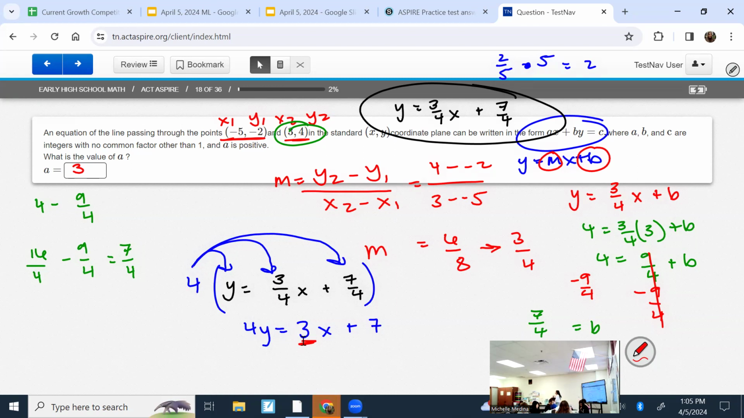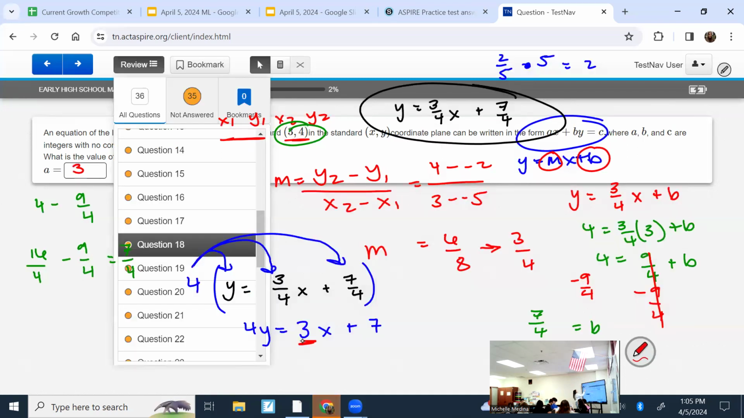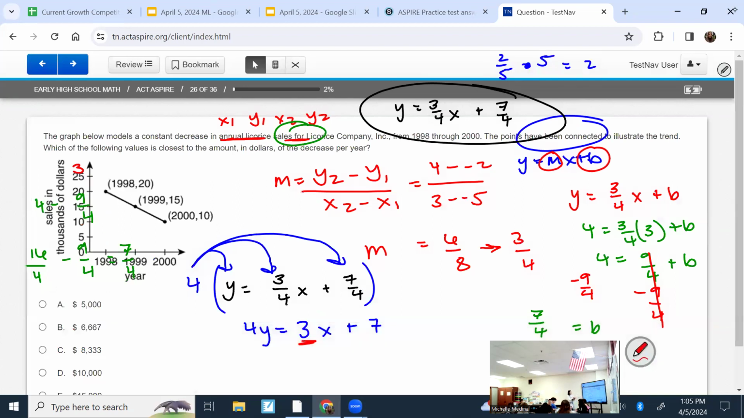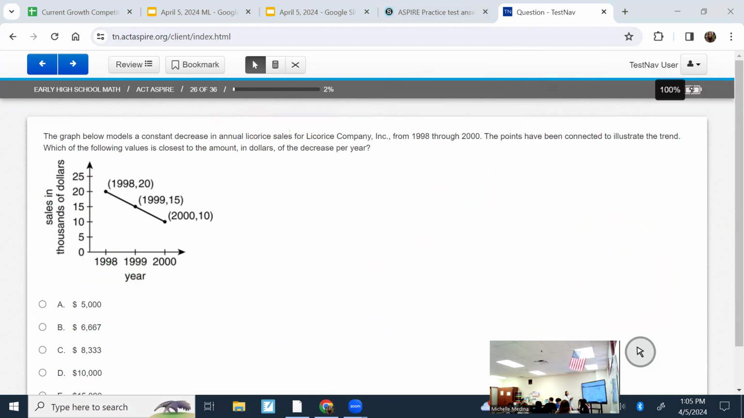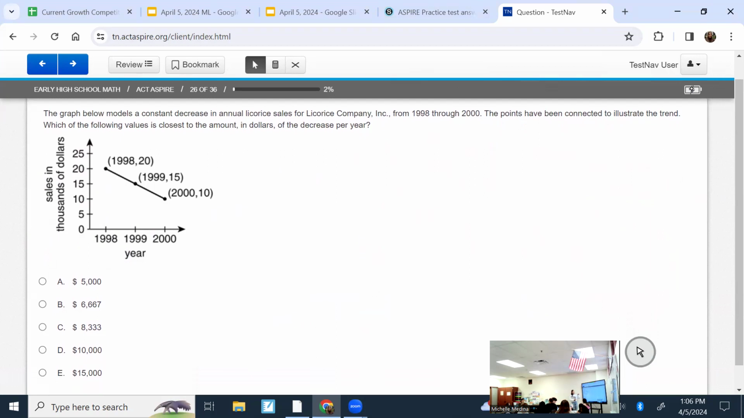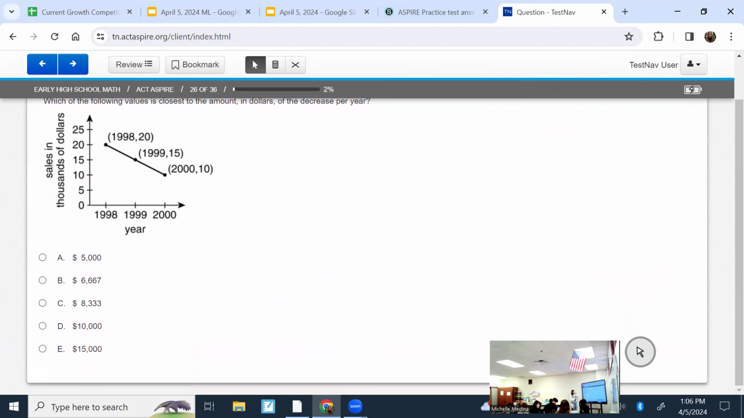Questions on that? All right, might have time for one more. It's number 26. Okay, this one, right? The graph below shows a constant decrease in annual licorice sales for a licorice company from 1998 to 2000. The points have been connected to illustrate the trend. Which of the following values is closest to the amount in dollars of the decrease per year?